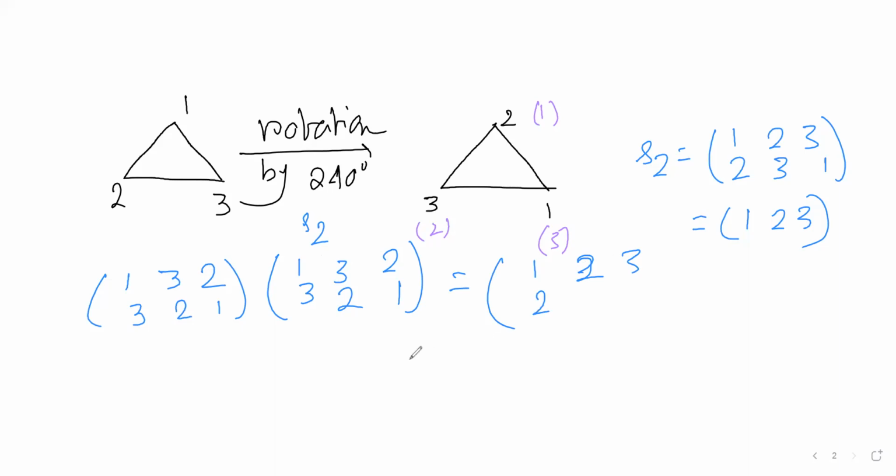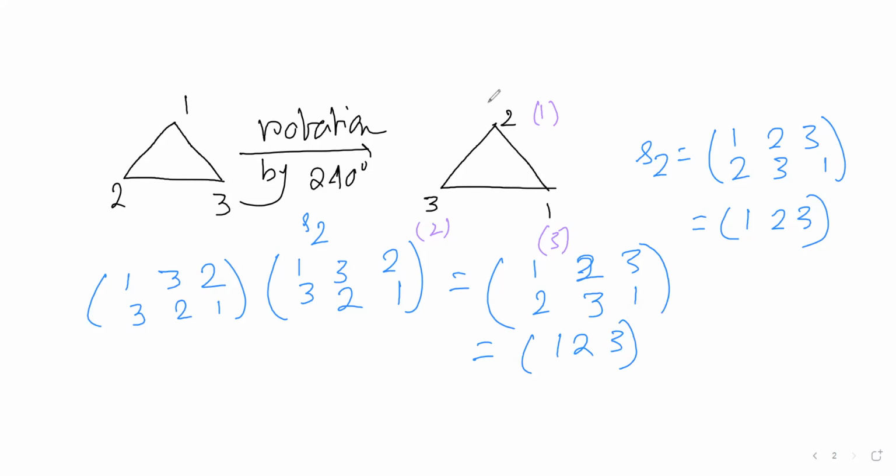So 1 goes to 3 and 3 goes to 2. Then 3 goes to 2 and 2 goes to 1. So 3 actually goes to 1, and 2 goes to 1, 1 goes to 3. This is the same as my 1 2 3, right? So I get a 240 degree rotation when I compose the 120 degree rotation two times, right?